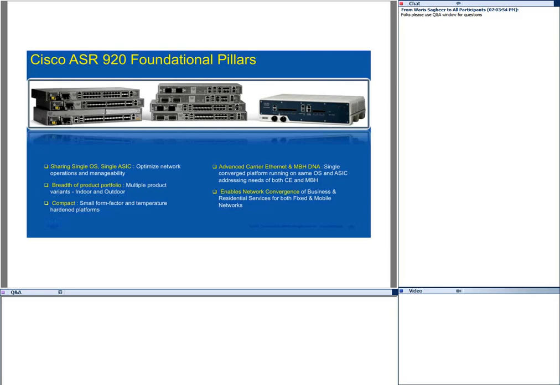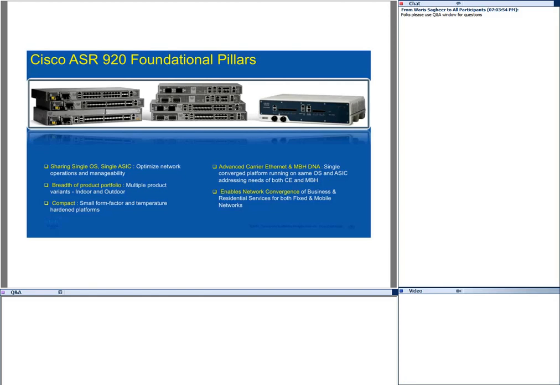Advanced carrier Ethernet and mobile backhaul DNA, this goes back to the gamut of features that we support, just like what I talked about in ASR900: TDM, Ethernet, layer 2, layer 3, MPLS, timing. So all these features are supported. And network convergence also goes back to the same point.